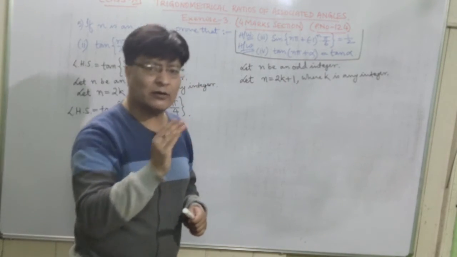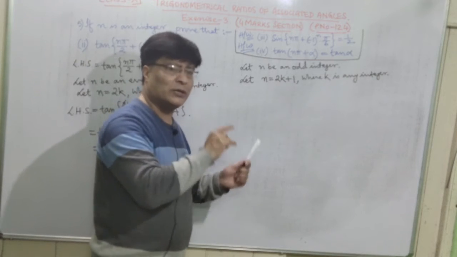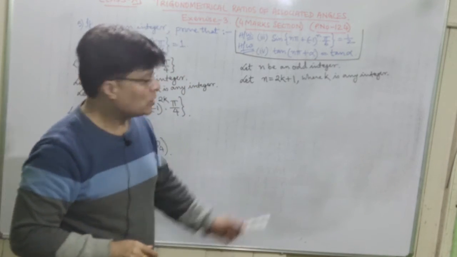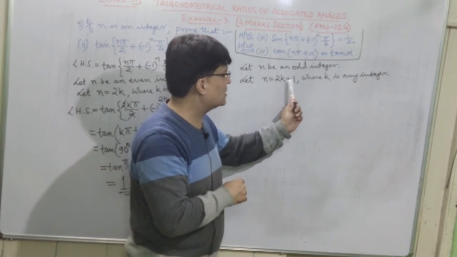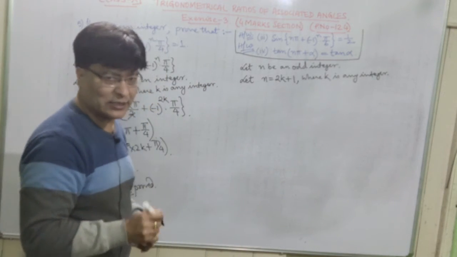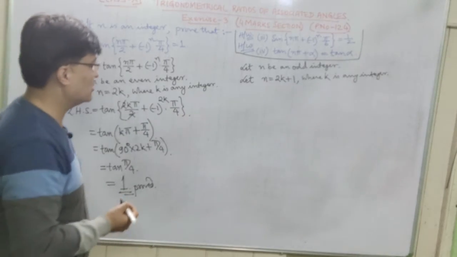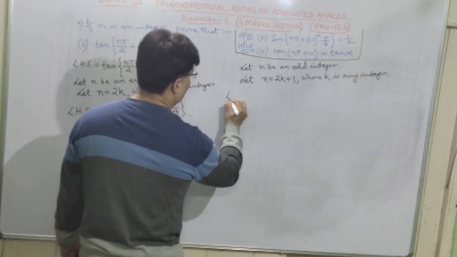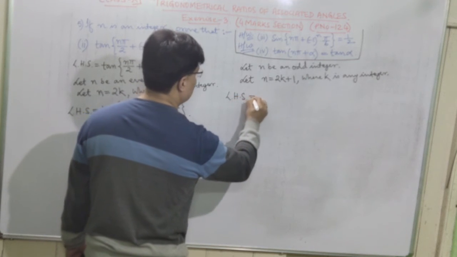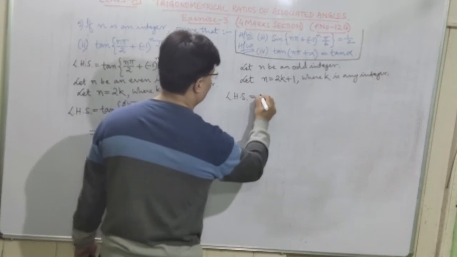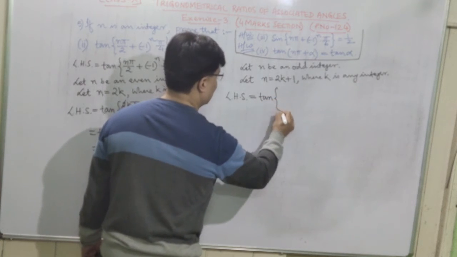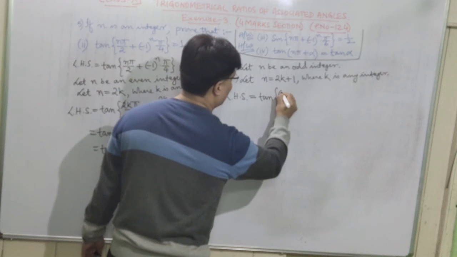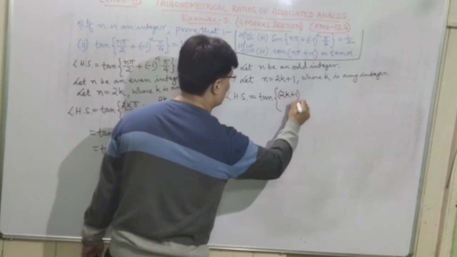If an even integer or odd integer is multiplied by 2 and 1 is added to it, it will be an odd integer. So in this case, k is any integer. It may be an even integer, it may be an odd integer. So let us put the value on the left hand side. Now what is the LHS? tan within second bracket. Let us put the value for n. What is the value for n here? It is 2k plus 1.